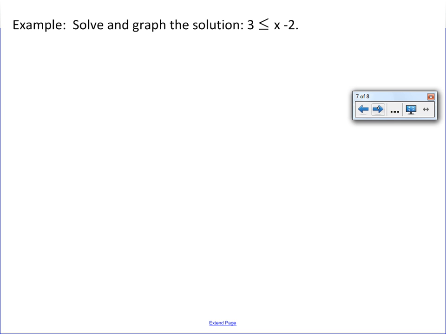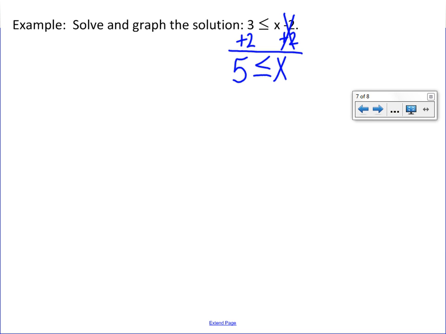Now it says solve and graph this solution. So again, I'm trying to get x by itself. Right now, x is having 2 subtracted from it. The opposite of subtracting 2 is adding 2. What I do to one side, I must do to the other. These will cancel. Bring down my x, bring down my sign. 3 plus 2 is 5.